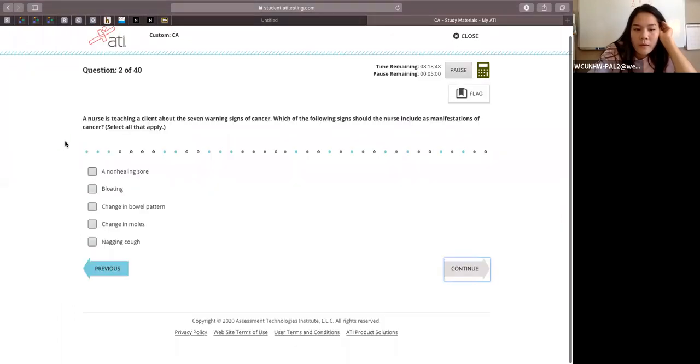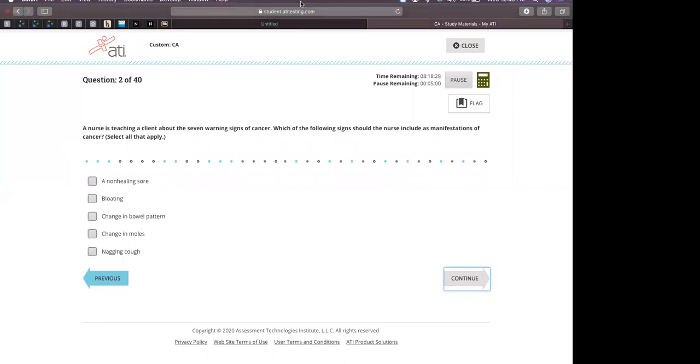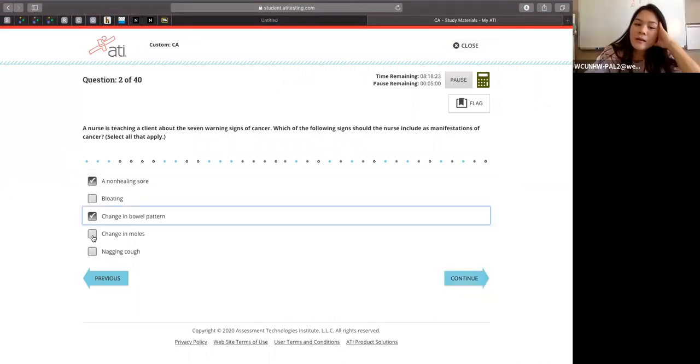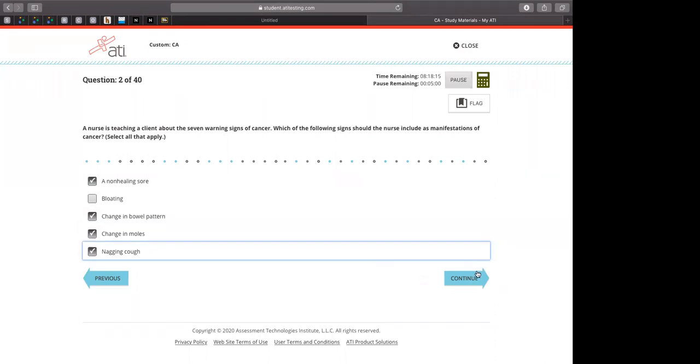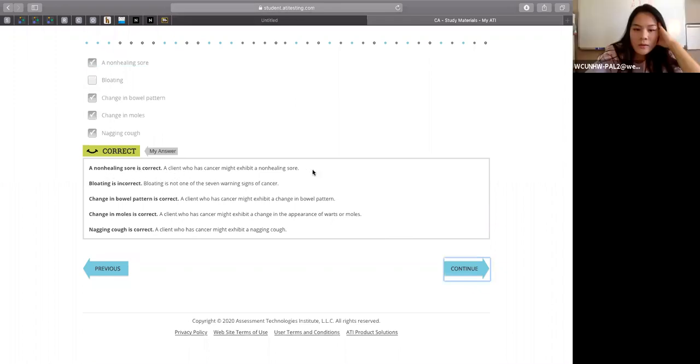Okay. A nurse is teaching a client about the 7 warning signs of cancer. Remember this? Which of the following signs should the nurse include as a manifestation of cancer? Which one was it? A, C, A, D, C, yeah, what else? D, and D. E. This one. Okay. So a non-healing sore.